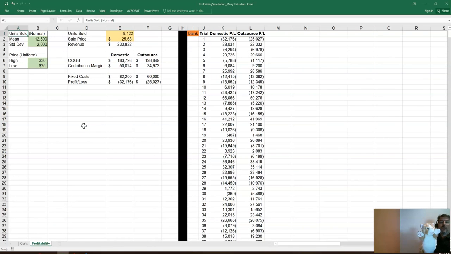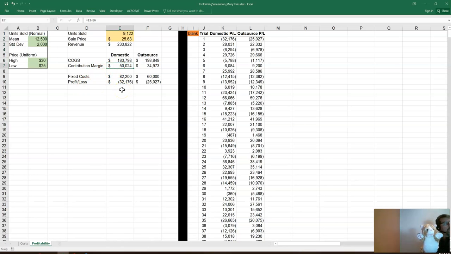At the beginning, I haven't shown you a full solution for this one yet because you're supposed to be working on this alongside, outside of watching the videos. It doesn't look that hard. It's not that easy, though. Remember, we have to randomly simulate units sold and sale price based on this input information. Then you have to compute the cost of goods sold, the contribution margin, the fixed cost, the profit or loss.